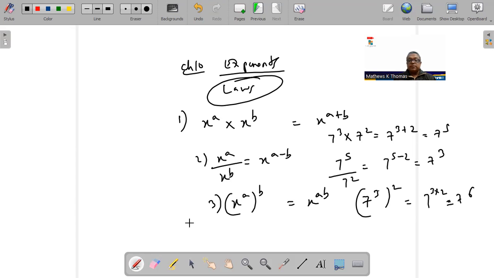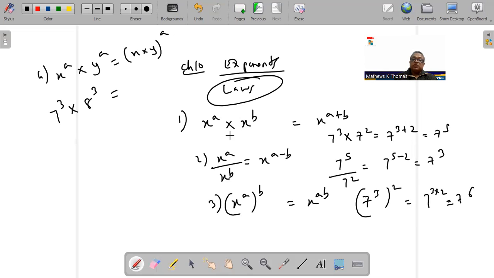7 cube whole to the power 2 will become 7 to the power 3 into 2, that is 7 to the power 6. Fourth rule, if you have two numbers, now the base is different but the power is same, then you will multiply the base and write the power as it is. That means 7 cube into 8 cube. See here, the base is different. If the base was same, we will add the powers. Here the base is different, powers are same. Then we will multiply the base and keep the power as it is. So 7 into 8 to the power 3. So answer will be 56 to the power 3.